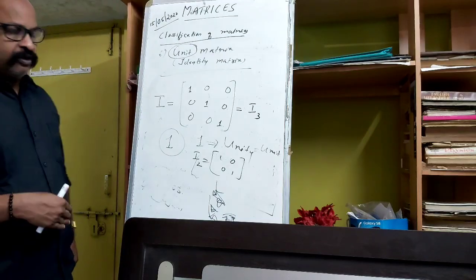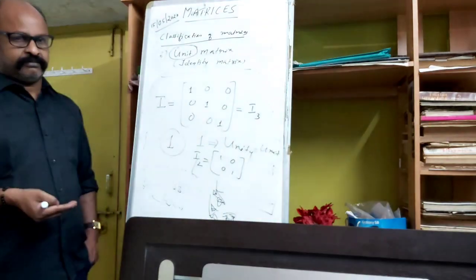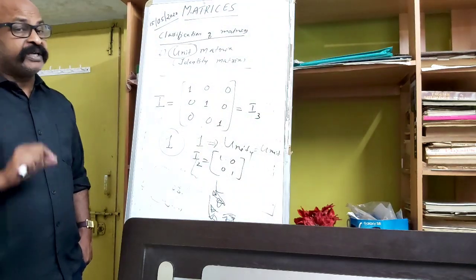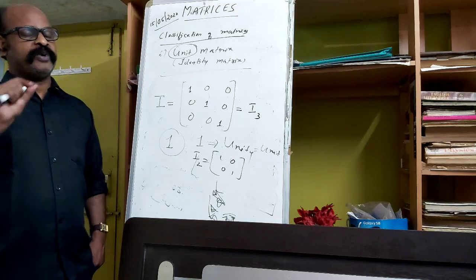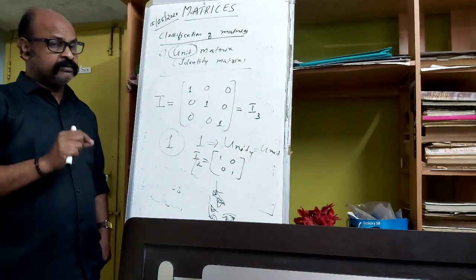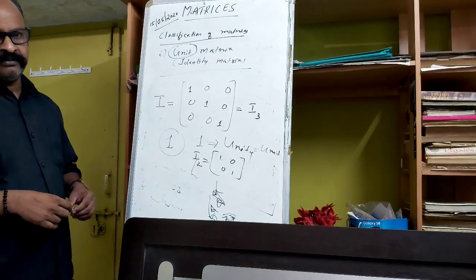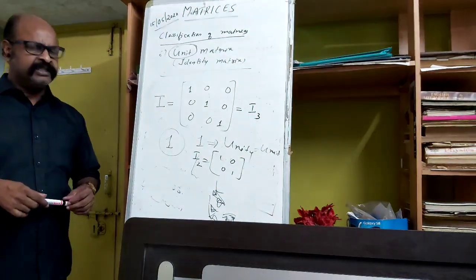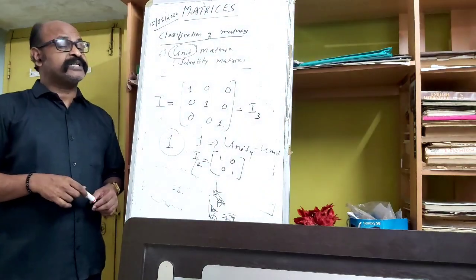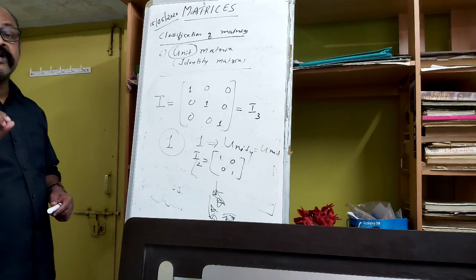Okay, so we just recall the different types of matrices we have studied today, and thereafter we wind up today's session. First of all we studied what is meant by a row matrix. A matrix having only one row is known as a row matrix. Thereafter, column matrix. A matrix having only one column is a column matrix.